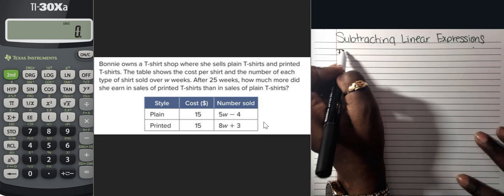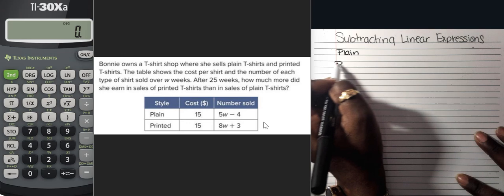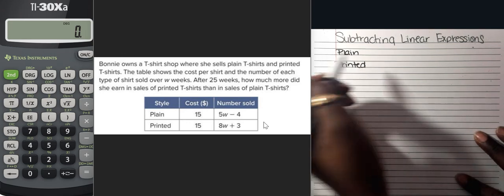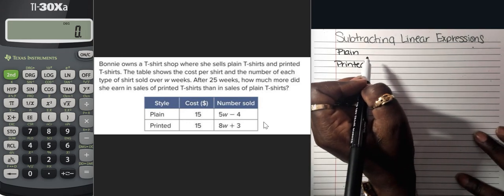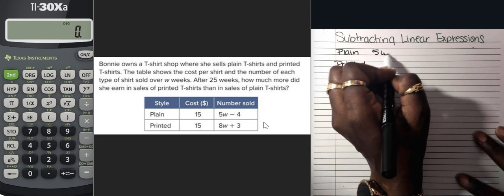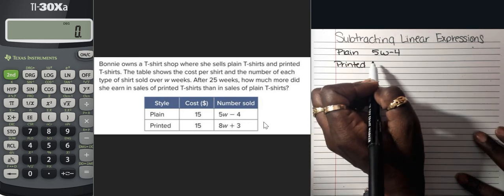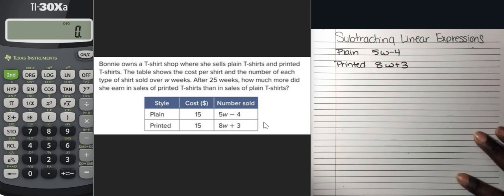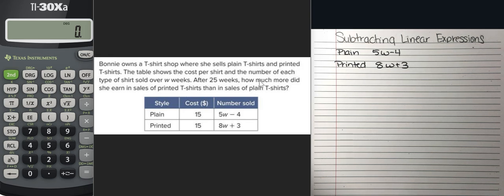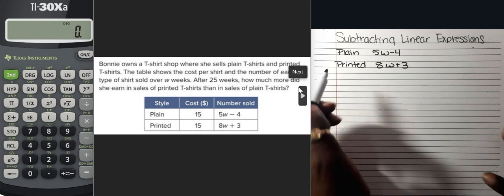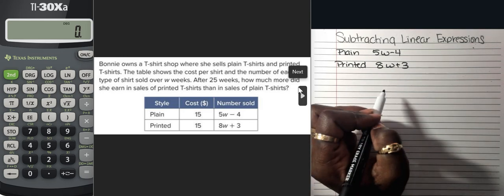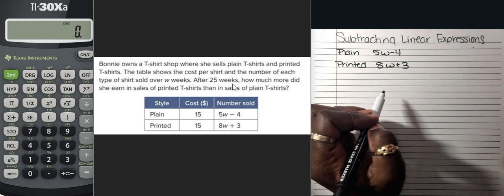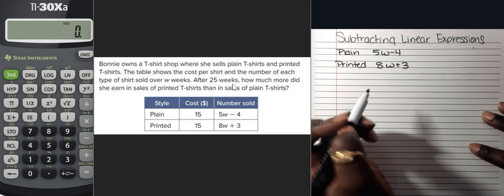So we have our plain shirts. We also have the printed shirts, and the amount of plain shirts that were sold is going to be 5W minus 4. The amount of printed shirts that were sold is going to be 8W plus 3. Okay. Now, what they're asking us is how much more did she sell in printed shirts than in plain t-shirts? Okay, so that means that we're using subtraction. So before we start to plug in the number of weeks, let's go on and simplify our expressions.